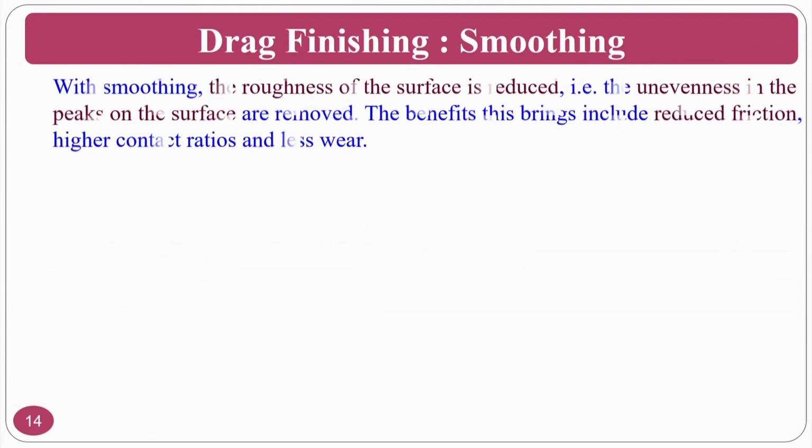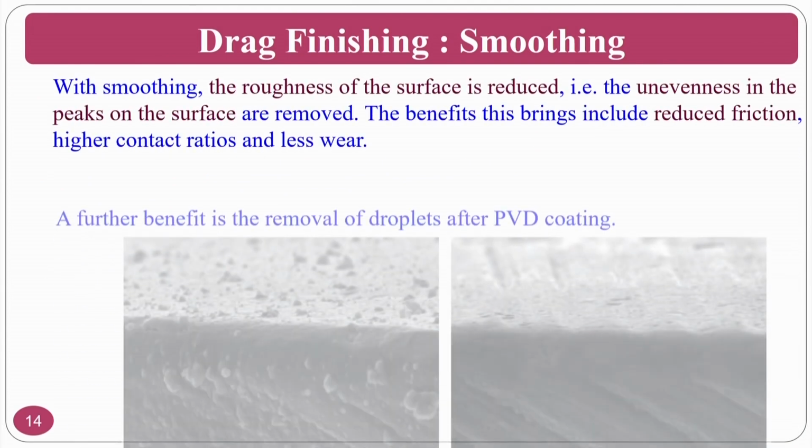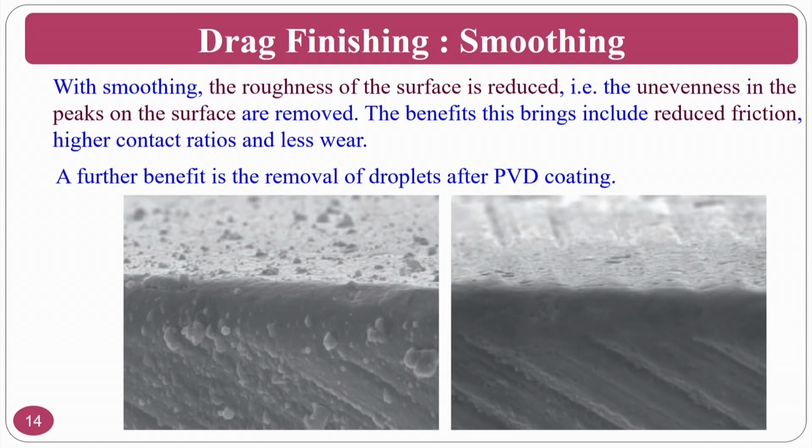The smoothing operation is another advantage of this particular process. If you see, with the smoothing, roughness of the surface is reduced. That means unevenness in the peaks of the surface are removed. The benefit of this is reduced friction at higher contact ratios and less wear. A further benefit is you can remove the droplets after the PVD coating.